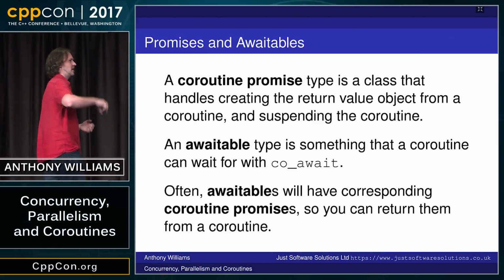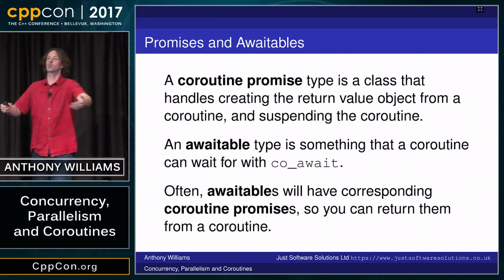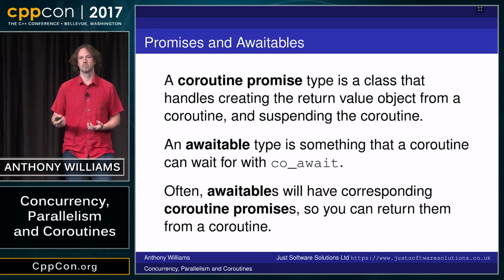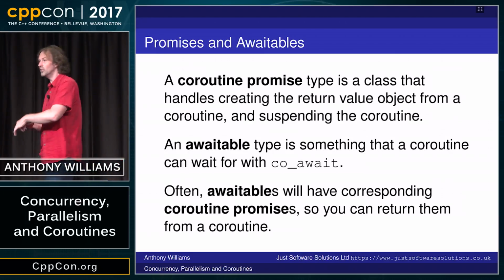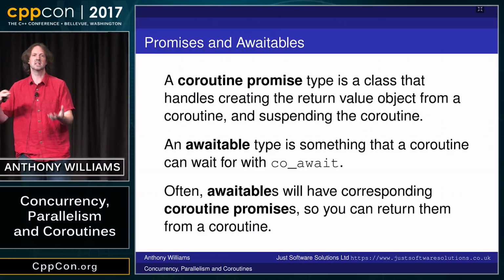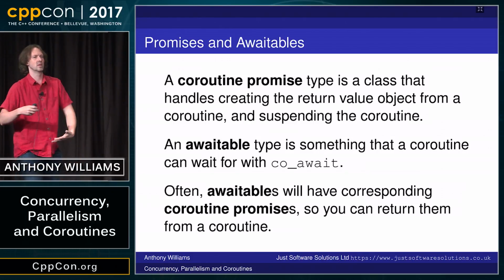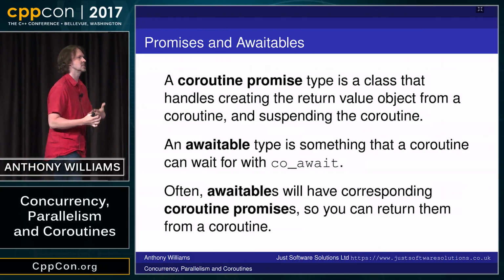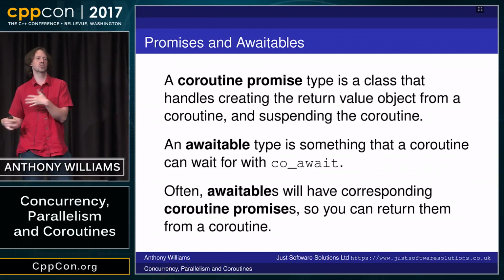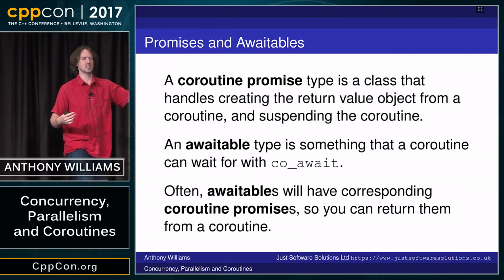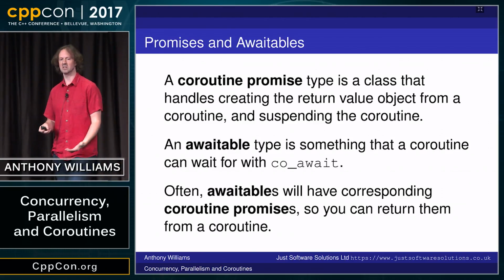And then they also have this concept of an awaitable. The awaitable is something that you can wait for with co-await. And often they will be related types. So you might have something that is both an awaitable, you can await for it with co-await, and has a corresponding coroutine promise type so that you can use that type as a return value from your coroutines. But they're not necessarily the same.